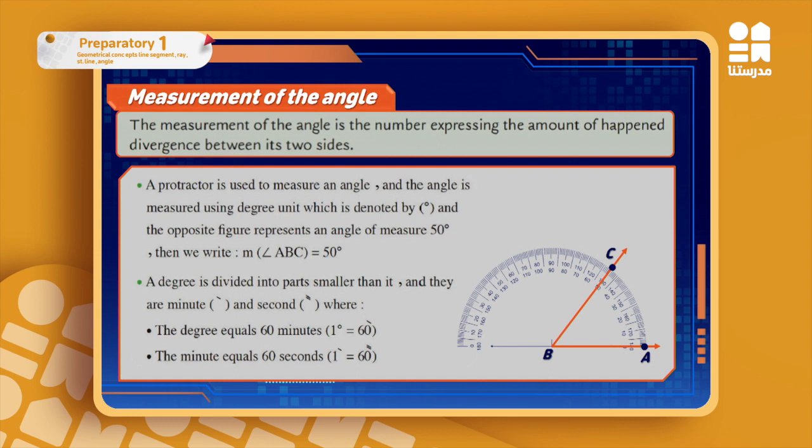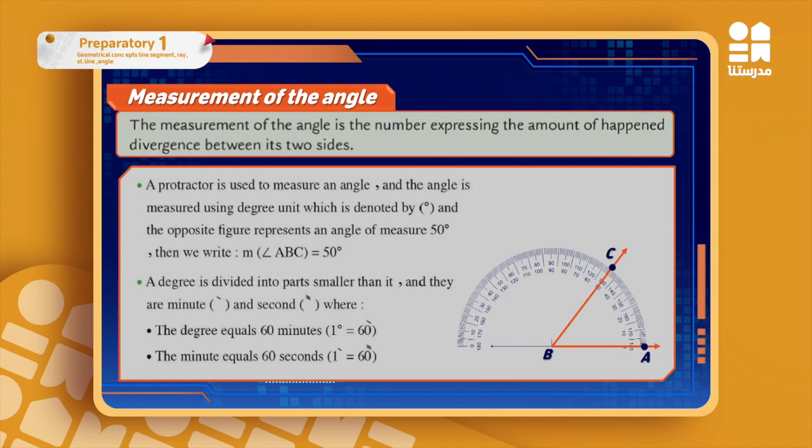As you can see, by using the protractor, we start from A, move to B and then C. And here for the side BC, we have 50. So its measure is 50 degrees.